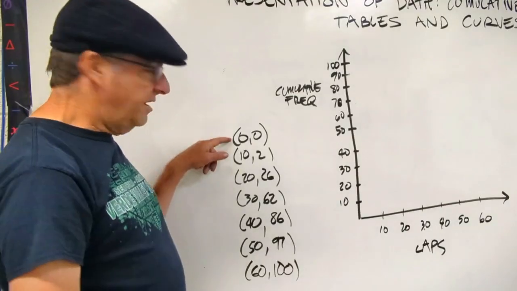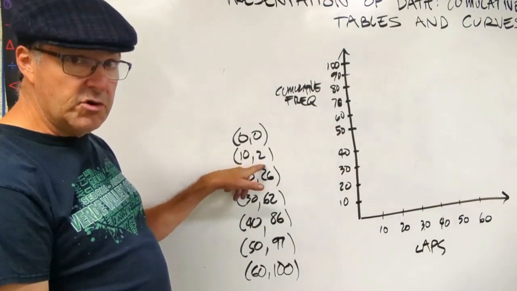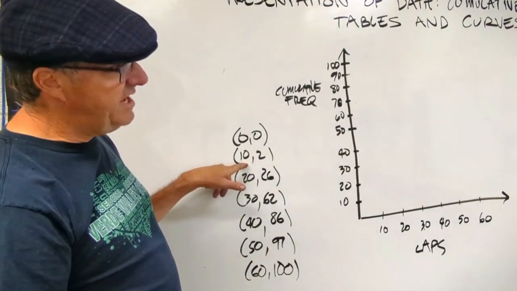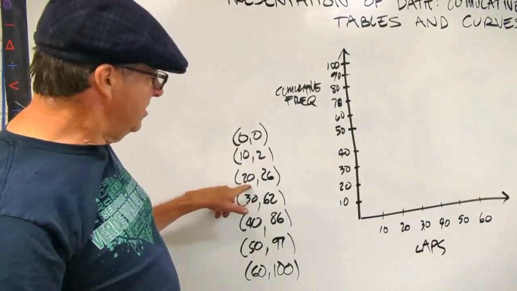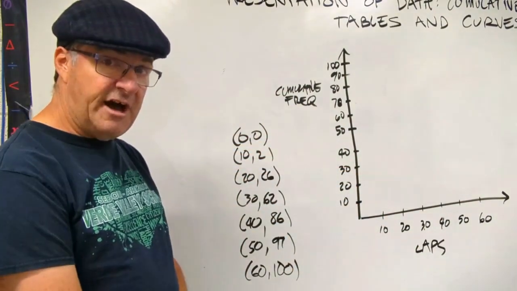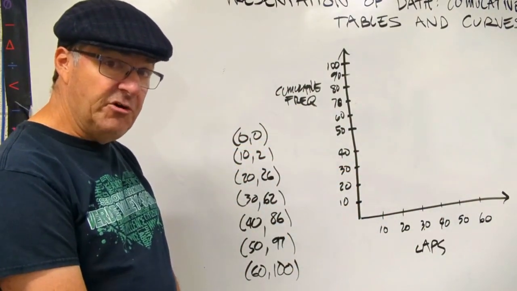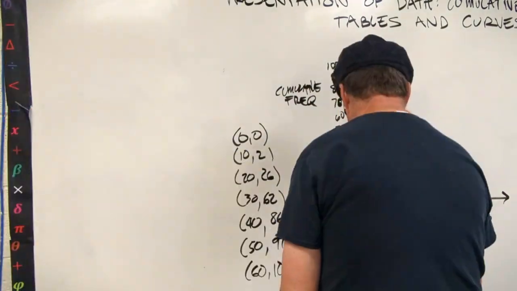Okay, so here we go. Our 0, 0. And then we have 10, 2. That means we have total frequency at class 10 is just 2. And then when we get to the class that ends in 20, you have a total of 26. Just going right off my table. Check your work, make sure you got them. And if you're good to go, now I want you to pause the video and make your graph.